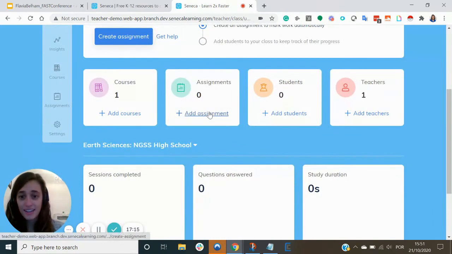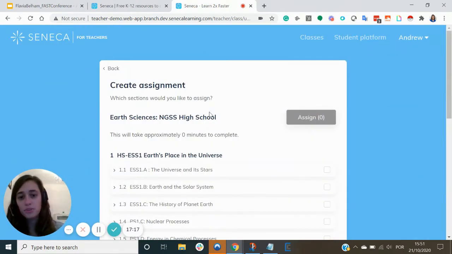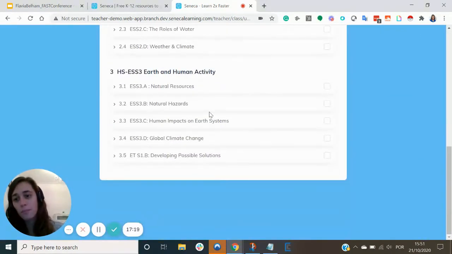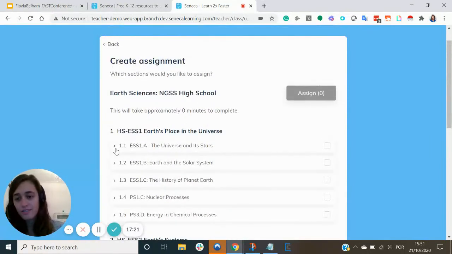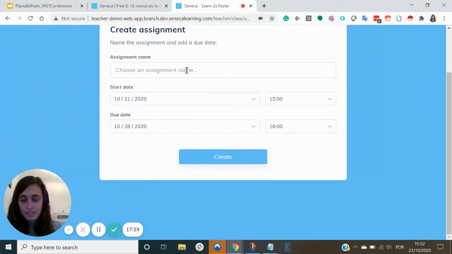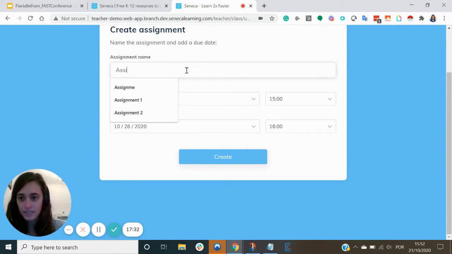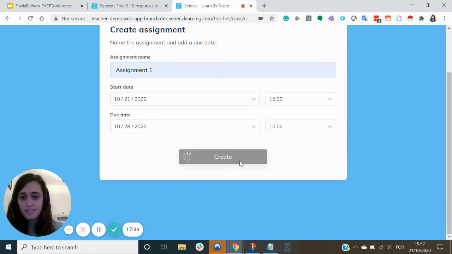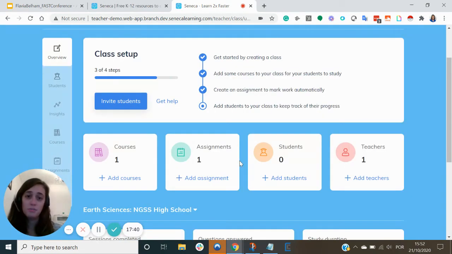and then add assignments. I'm going to show you how the assignments work, but basically you have all of the topics here, and all you have to do is select the ones that you want your students to complete, assign, give the name, let's call it assignment 1, start date, due date, and create. And then the last step is to send those assignments to your students.